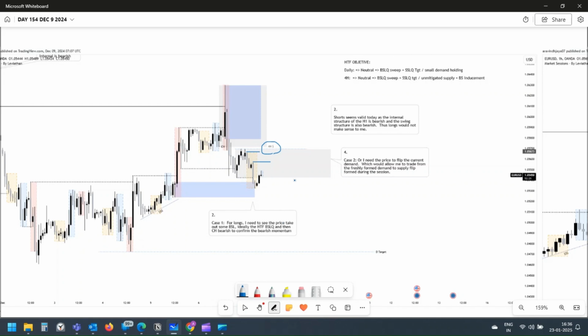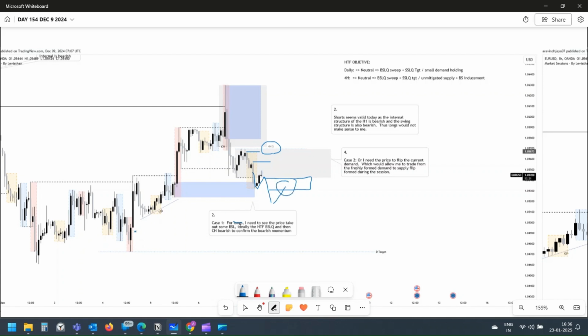That is case 1, and this is for shorts. And that is for case 2. That is for case 1. And for case 2, I can expect the price to flip this demand zone. If the price flips this demand zone, then I can mark this as my flip zone and take trades from this flip zone targeting all these buy side liquidities.